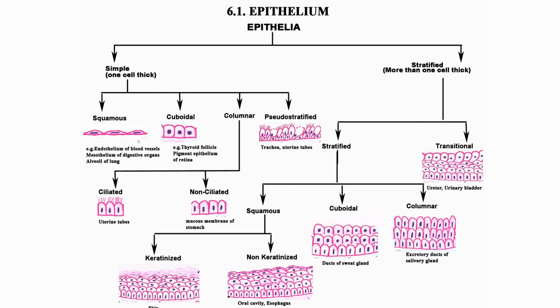Now again see the total classification into simple and stratified. Simple again divides into squamous, cuboidal, columnar. Then there is the pseudostratified epithelium, columnar, ciliated and non-ciliated. The stratified is divided into stratified and transitional, stratified squamous, stratified cuboidal, and stratified columnar. Stratified squamous is further classified into keratinized and non-keratinized epithelia.